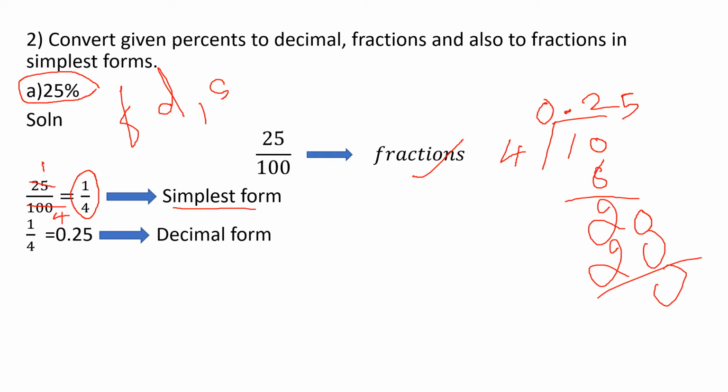If you're not adding the zero also, you can write 0.25, or else you can write .25. Both are also correct. Okay, so we are getting the answer 0.25. This is the decimal form.